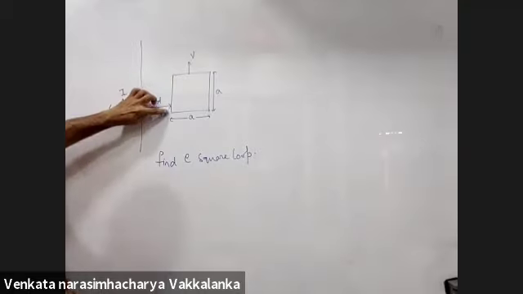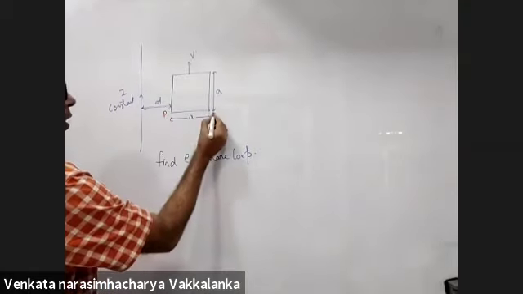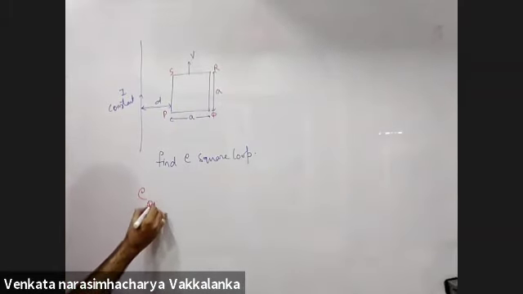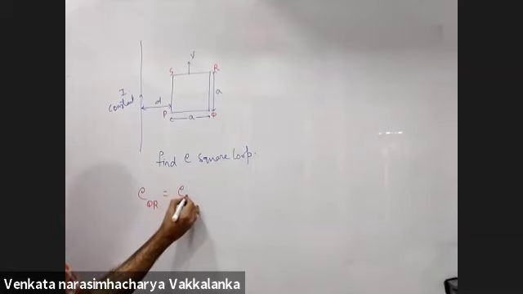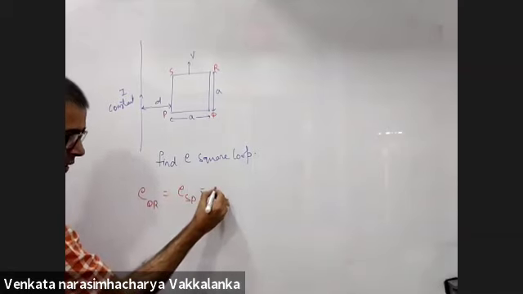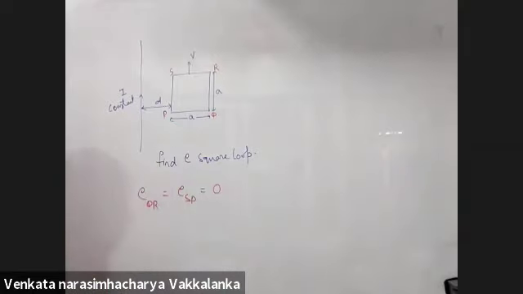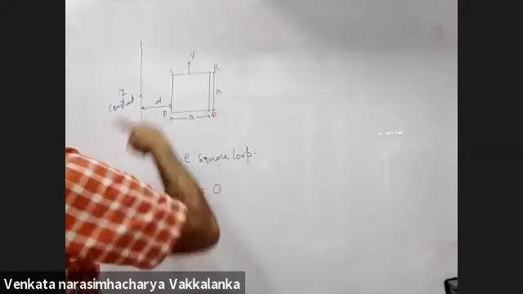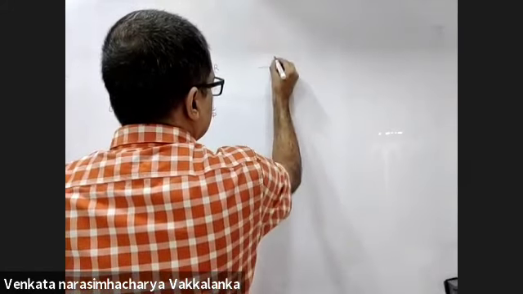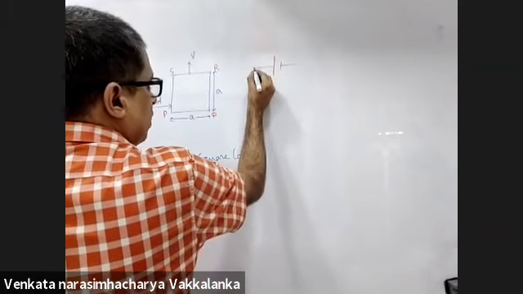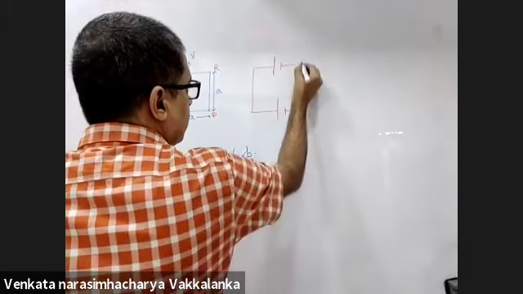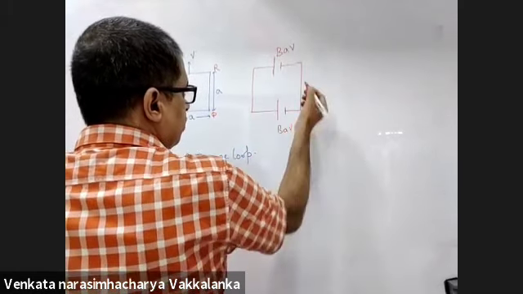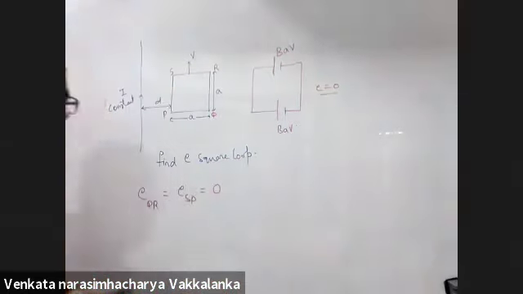This length of the wire, I'll name them P, Q, R, S. EMF across QR is equal to EMF across SP, which will be equal to 0, because they are going parallel to the length. Right? Now, across this, BVL. Inside the battery, current will go from negative to positive. This is BAV, this is BAV. Net EMF in the square loop will be 0.